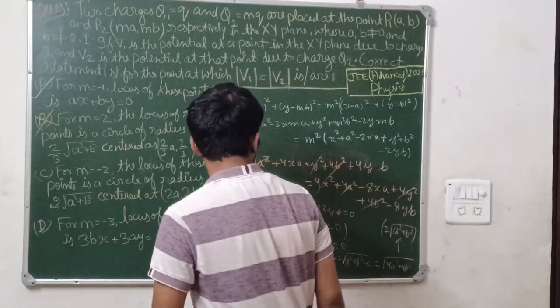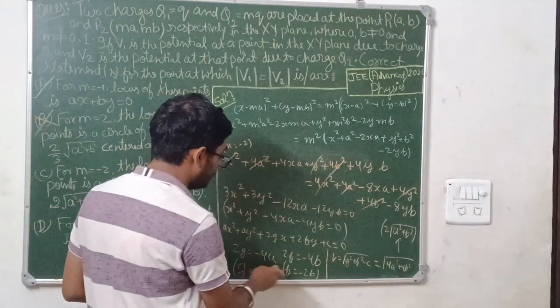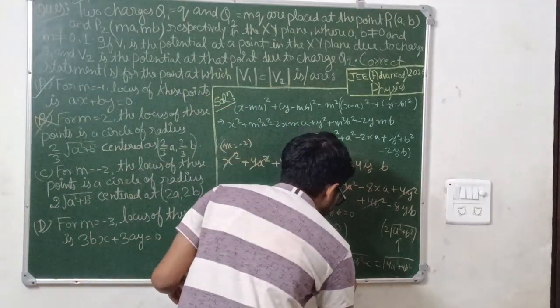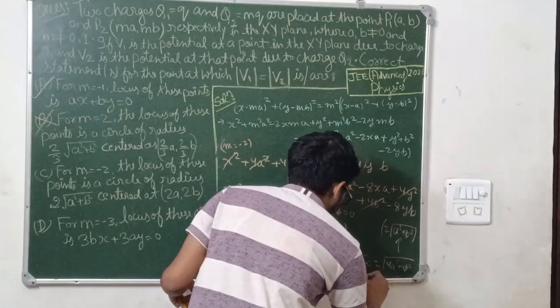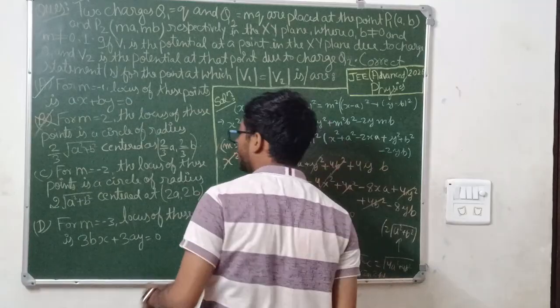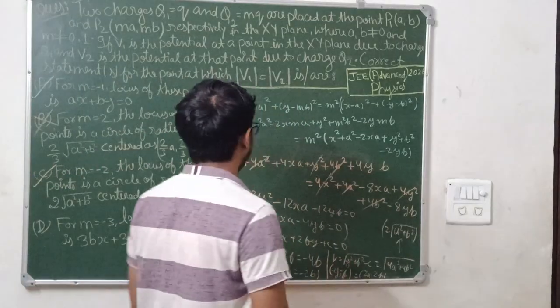It's saying the center is 2a comma 2b. So the center is minus g comma minus f, and here both have minus signs, so obviously the center would be 2a comma 2b. Means option number C is totally correct. Option number C is correct.